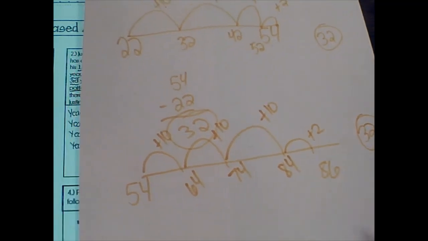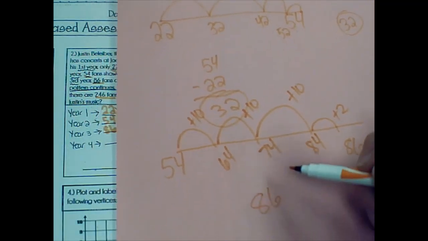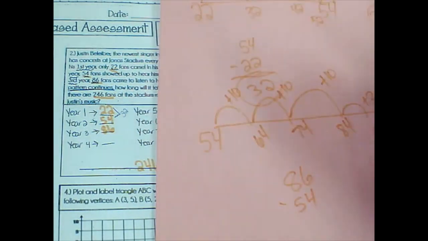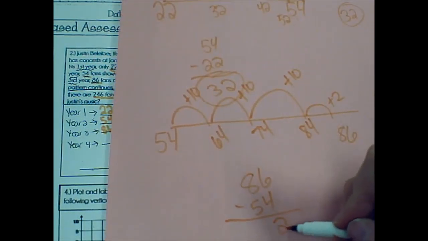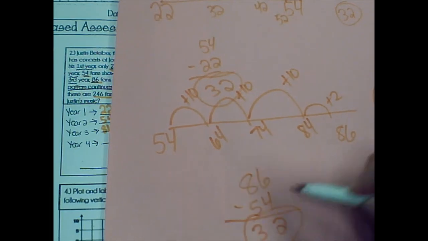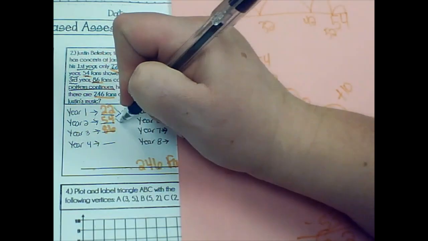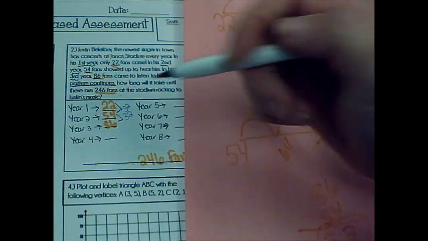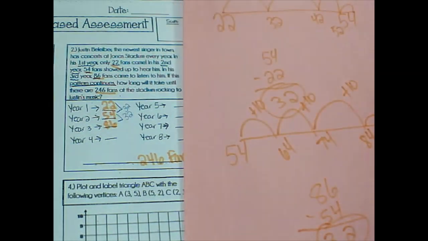Okay? Remember, I can also go the other way. I can start at 86, and I can subtract 54, because remember, those are the numbers that I'm working with. 6 minus 4 is 2. 8 minus 5 is 3. So the difference here is 32. So I think it's safe to say that I need to add 32.